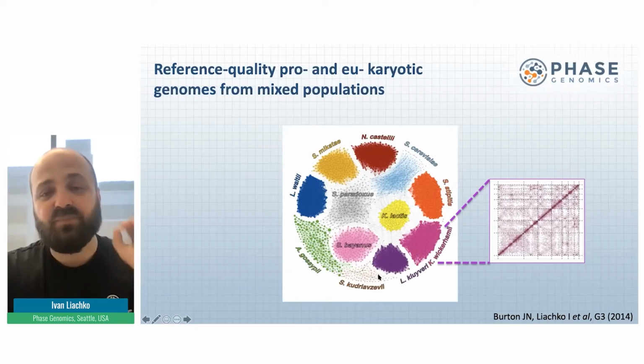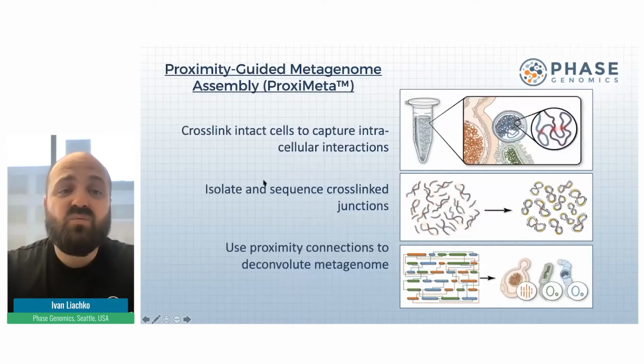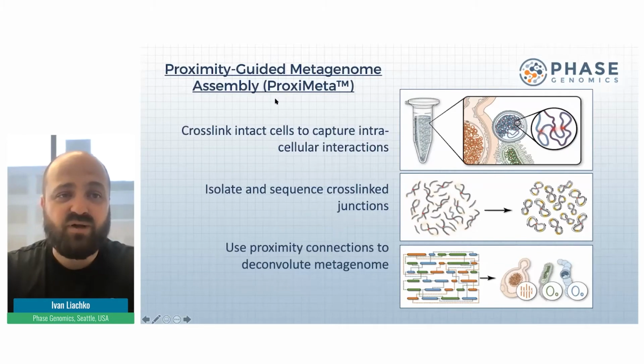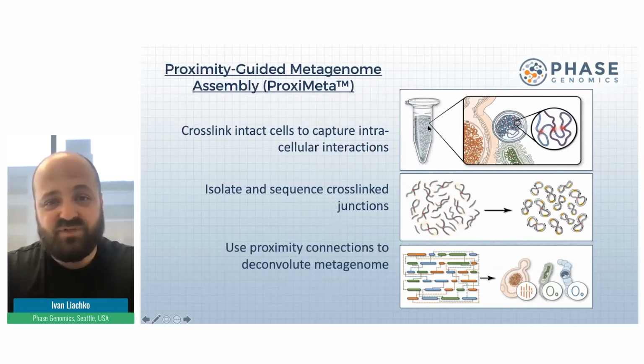It's really pretty neat. It was very promising when we started doing this, and so we turned it into an accessible commercial product. We were calling it Proximeta, for proximity-guided metagenome assembly. It works like this. Just like I said, you take a metagenome sample, your microbiome sample, you cross-link it with formaldehyde, you do proximity ligation to generate these kind of junctions, and then you use that data to deconvolve metagenomes.